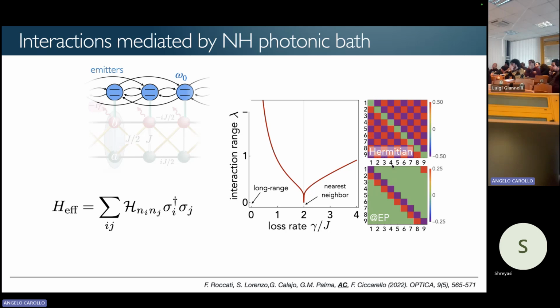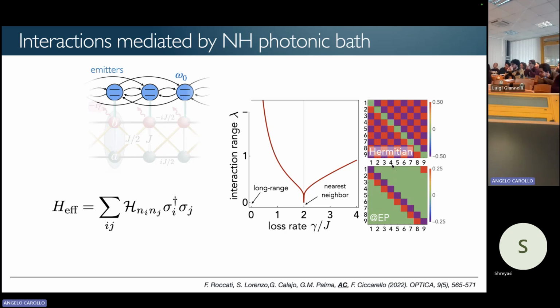If you look at the effective Hamiltonian, then you can start looking at, for example, the range of interaction between these emitters. And indeed, you see from this picture that as you change the value of the loss of your photonic waveguide, by changing, for example, gamma or changing J, you can explore different ranges of interactions. In particular, in the limit in which gamma is negligible, you have a long range interaction, meaning that essentially every single atom interacts with every other atom, which is kind of unknown in this context. If you switch on gamma, you see that the range becomes smaller and smaller up to the sweet spot where you have the exceptional point.